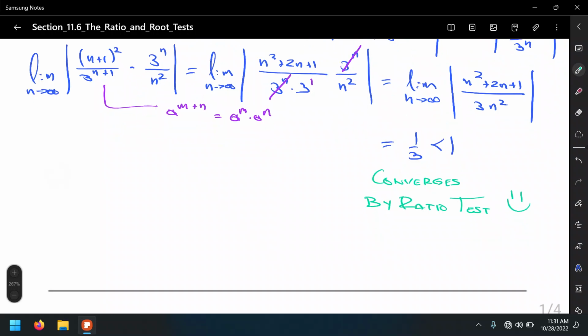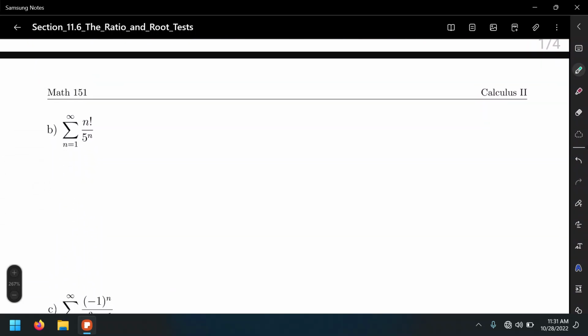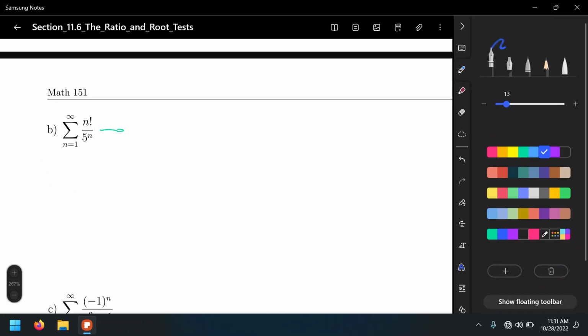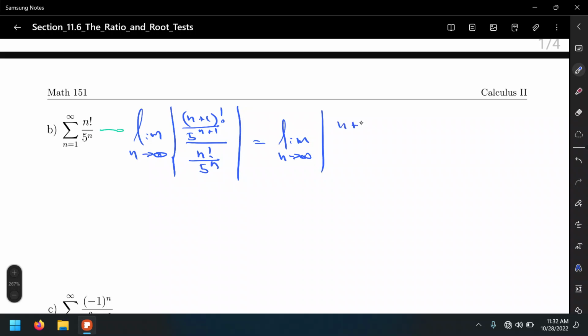For the other one, n factorial. Oh, we have factorials. So the limit of n plus 1 factorial over 5 to the n plus 1 divided by the original rule n factorial over 5 to the n as n approaches infinity. And again, dividing by a fraction is the same as multiplying by its reciprocal. So that's going to be n plus 1 factorial over 5 to the n.